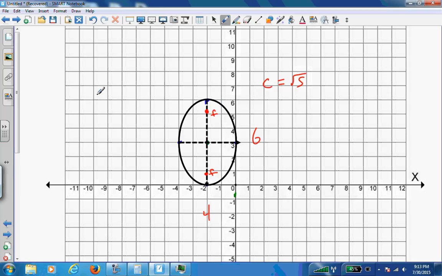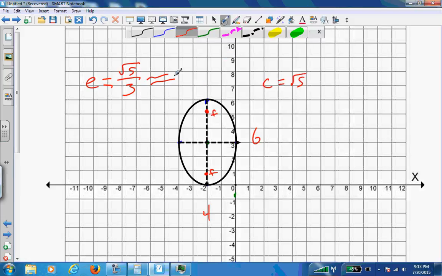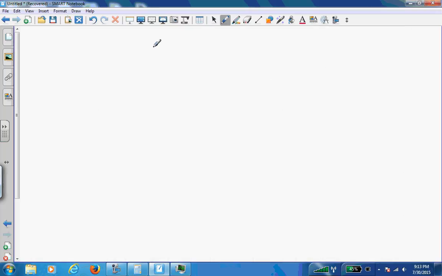If we wanted the eccentricity, it's c over a, which is approximately the square root of 5 divided by 3, about 0.75. So a larger value would make this a longer ellipse. A smaller one would be closer to being circular. So there are ellipses.